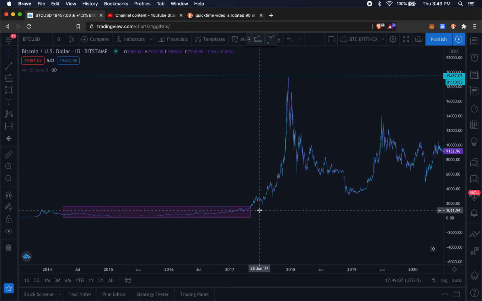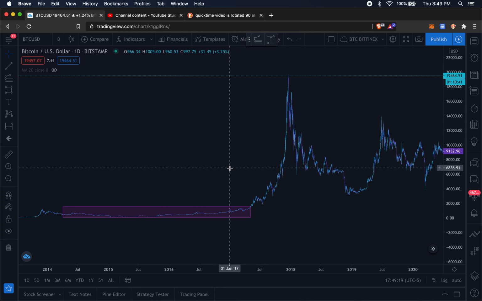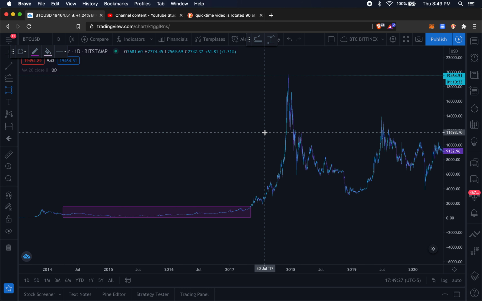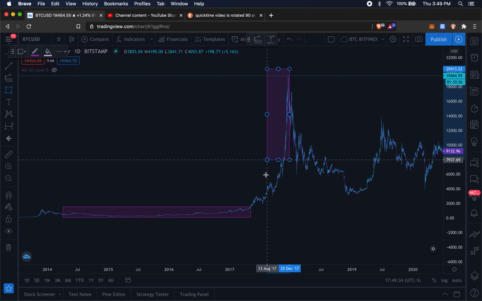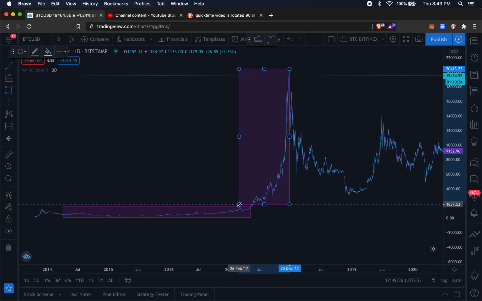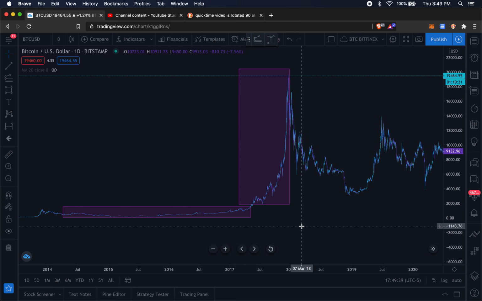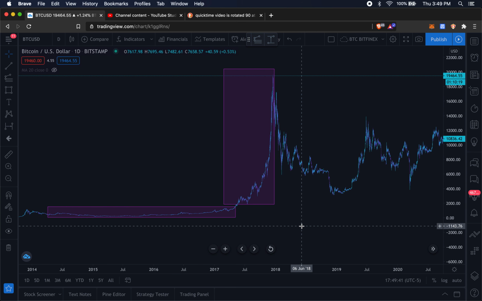Now once price broke above the previous high in 2013, that was around $1,200, once price broke above that in 2017, we entered the second phase of the market, which we will call the markup phase. You could think of the markup phase like the summertime, when things are growing rapidly in your garden. During the markup phase, price rapidly moves upward. And it's the bull market.